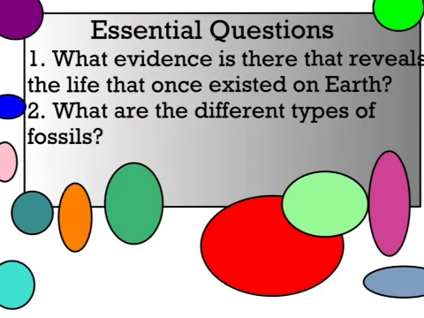So to review the essential questions: number one, what evidence is there that reveals the life that once existed on Earth? And number two, what are the different types of fossils? You should be able to answer those at this time. If you can't, go back and watch the video some more and make sure you have that information down.